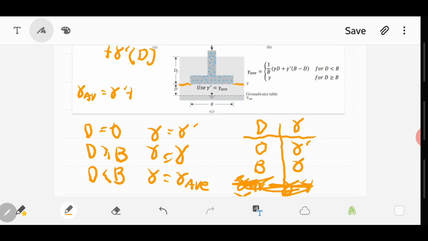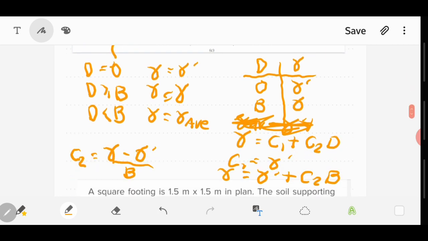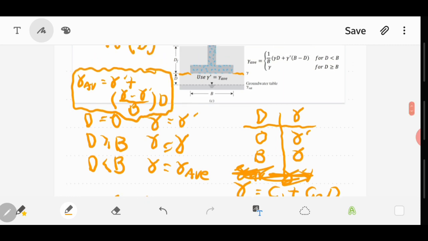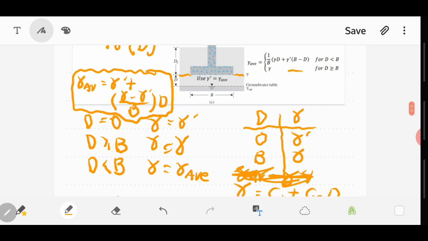gamma prime plus gamma minus gamma prime over B multiplied by d. Okay, so that will be your formula, the derived formula for gamma average, or you can just refer to this one. I think they are just the same.